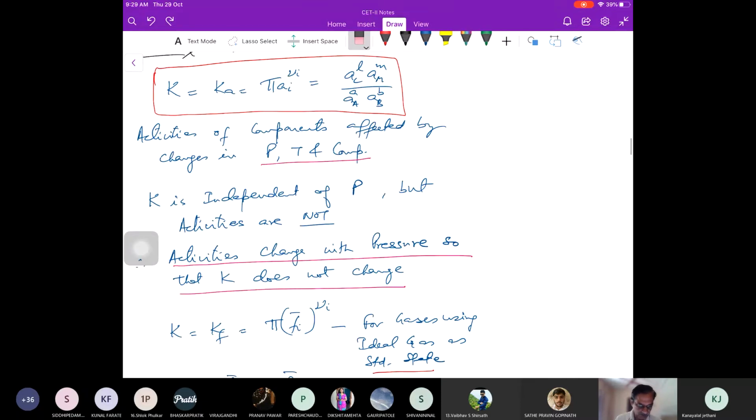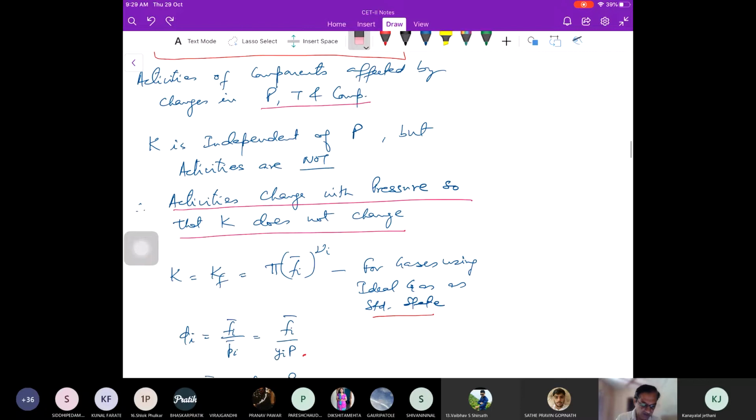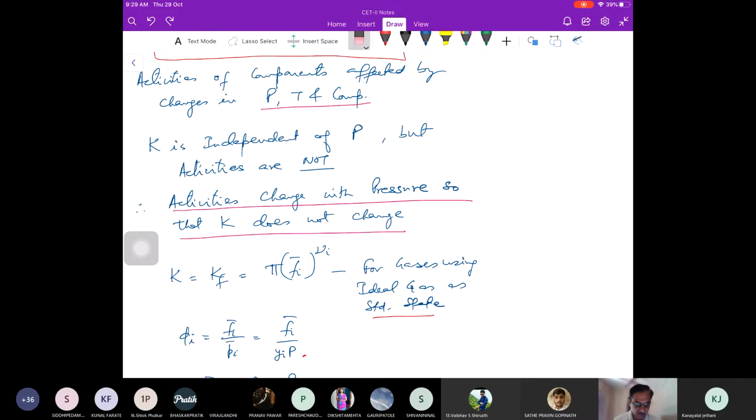Okay, so activities of components are affected by changes in pressure, temperature, and composition. We have seen this, right? We saw del a by del P, del a by del T and so on, the effect of temperature and pressure on activity. But K is independent of pressure. Activities are not. The activities change with pressure so that K does not change. The overall effect is that K does not change.